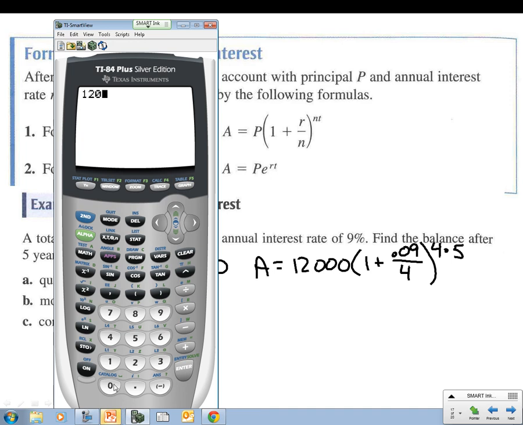12,000 times 1 plus, parentheses again, 0.09 divided by 4, and that's going to get raised to the power of 20. And so our $12,000 will have grown to almost $19,000, $18,726 after our 5 years.